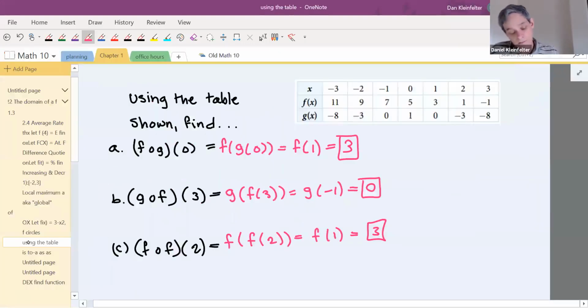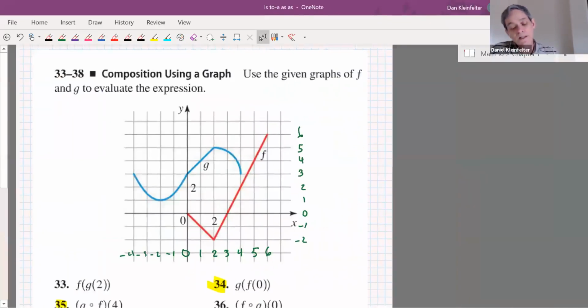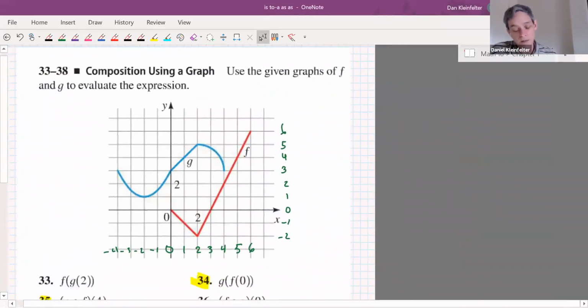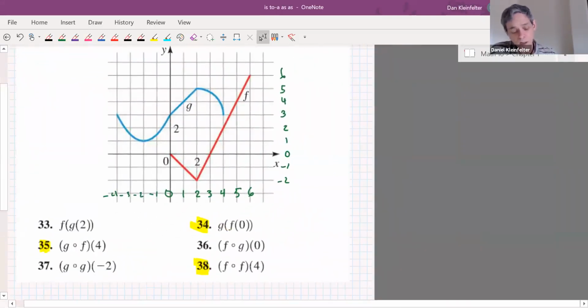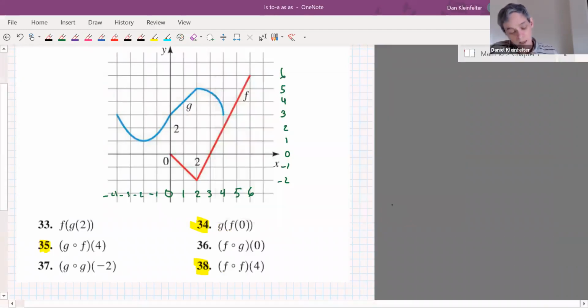In our next example, we'll do the same basic thing, but this time our function values are given in a graph. So we have a graph of a function g shown in blue, that's on the upper left, and a function f in red that is kind of on the right. We're going to do at least the 3 highlighted ones, and so let's see what we've got. We want g circle f of 4. This will be number 35. We want g of f of 4.